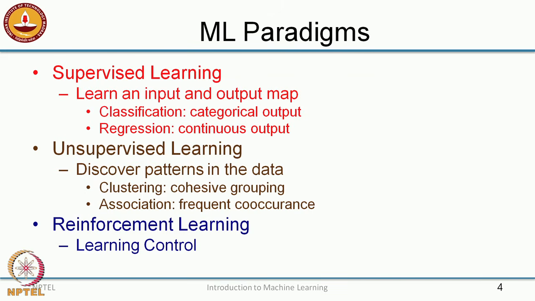And in supervised learning, what you essentially do is learn a mapping from these inputs to the required output. If the output that you are looking for happens to be a categorical output, like whether he has a disease or does not have a disease, or whether the answer is true or false, then the supervised learning problem is called a classification problem.